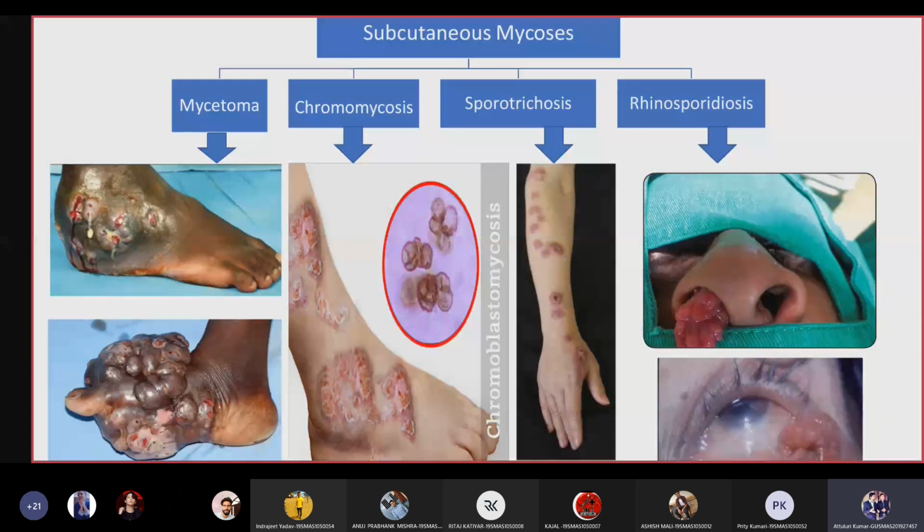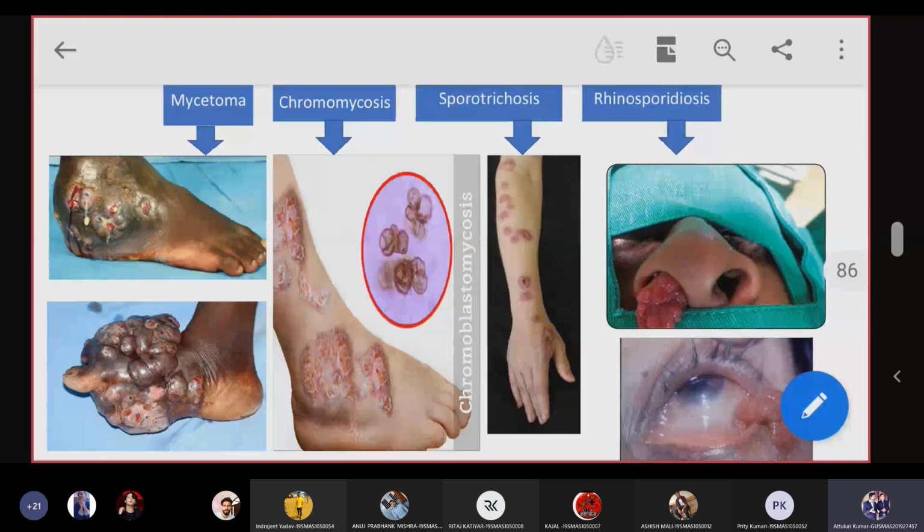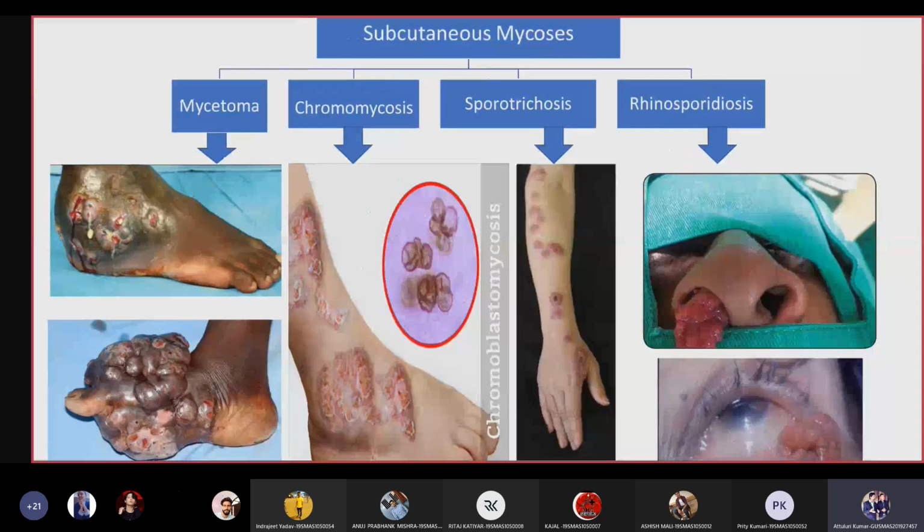Mycetoma is most common in South India, in Madurai of Tamil Nadu, whereas Chromomycosis can be identified by the presence of sclerotic bodies and cauliflower-like nodules on the surface of the skin. Sporotrichosis is also called gardener's disease, which is caused by a thorn prick injury. Then you have Rhinosporidiosis. Now, students, I would like to tell one important thing.